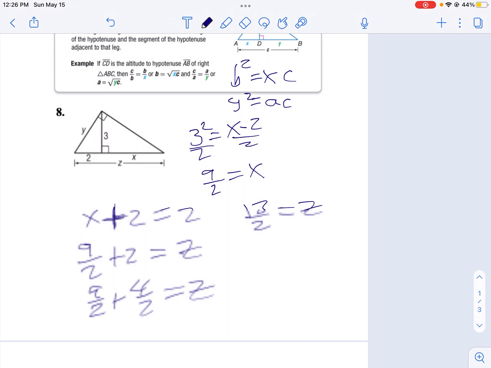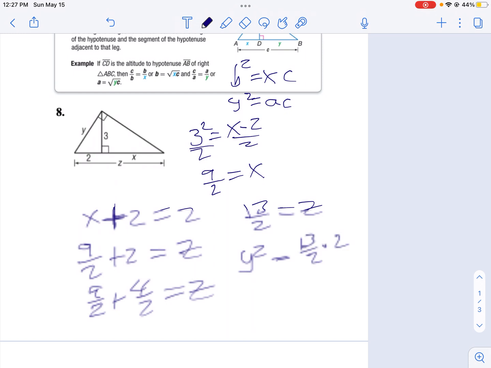Now, I can find y in a couple different ways. Because notice, I've got two sides of this right triangle. I could use Pythagorean theorem. I'm going to use my second geometric mean formula. I'm going to say, y squared, that's the geometric mean, so y, I'm going to square that, between the entire hypotenuse, which I know now is 13 halves, and the part that's adjacent to it, which is 2.